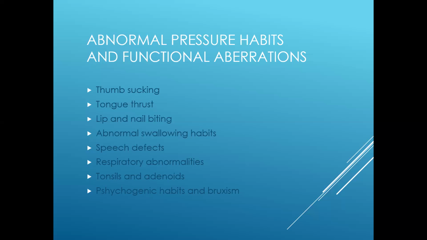Next factor in the general category is abnormal pressure habits and functional aberrations. Abnormal pressure habits may be in the form of thumb sucking, tongue thrusting, lip and nail biting, abnormal swallowing habits, speech defects, respiratory abnormalities, enlarged tonsils and adenoids, and psychogenic habits and bruxism. These all may lead to malocclusion.